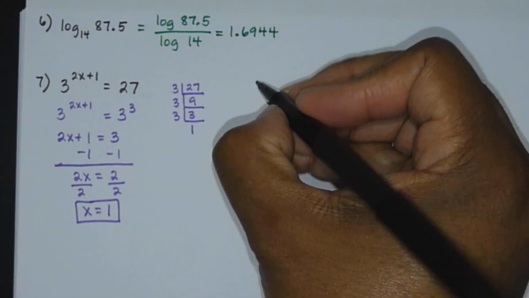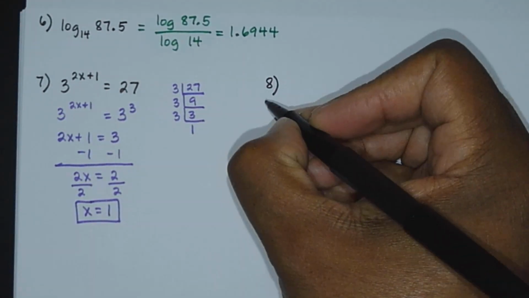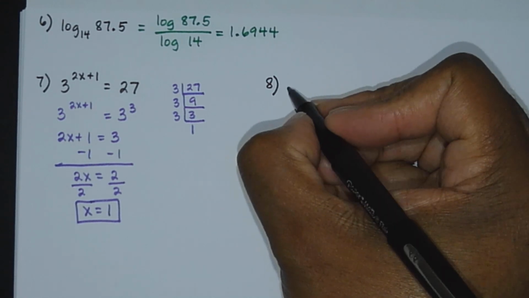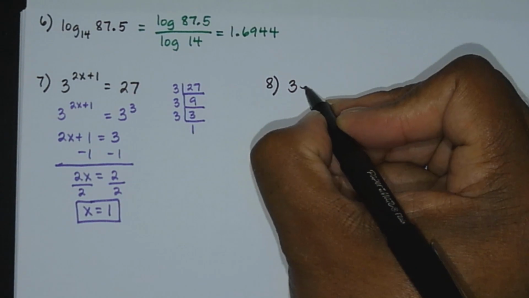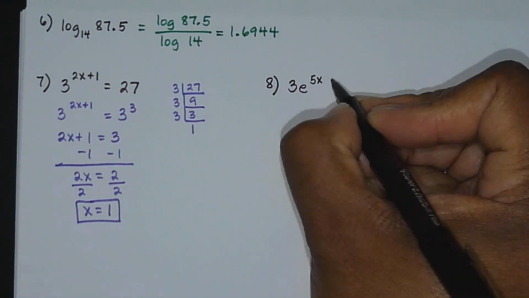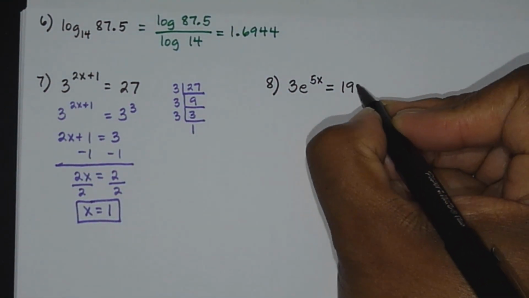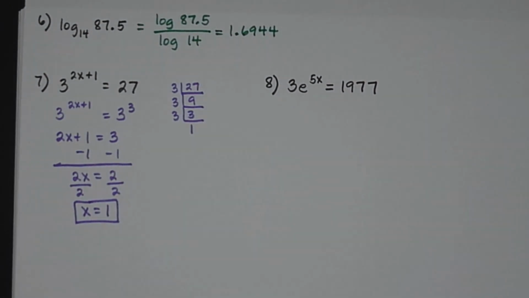All right, problem number 8. Here we're going to solve the exponential equation 3e^(5x) = 1977. I'm going to write the solution set in terms of natural logarithms and then use a calculator to obtain the decimal approximation to 2 decimal places for that solution.